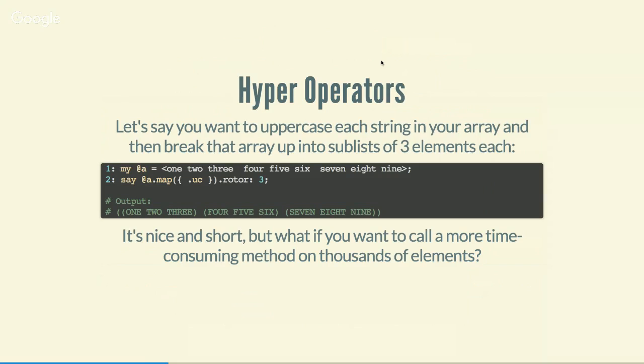So imagine you have an array with 9 elements. You want to uppercase each one of them, and you want to break it up into subsets of 3. In this case, I'm using map, and inside of that map, I'm using the uc method, that's uppercase, and then I'm using a rotor to break it up into 3. Now that looks pretty simple, but what if you have tons of elements, or the method you're calling is really time-consuming?